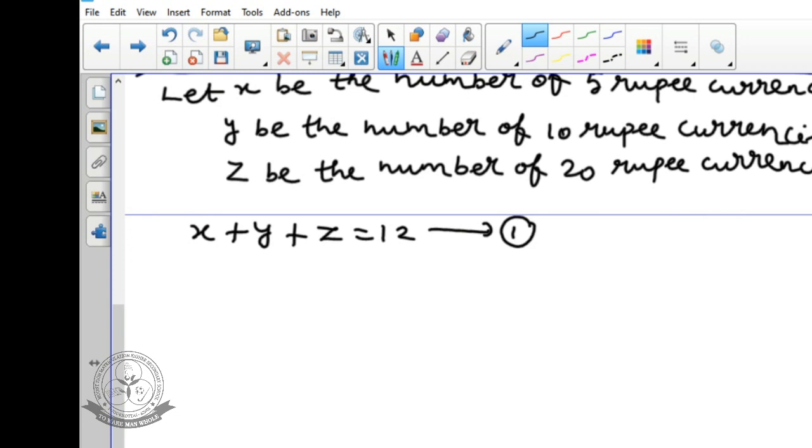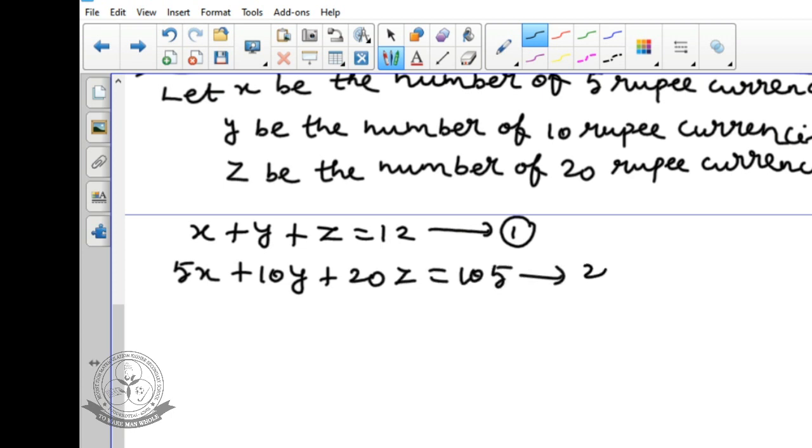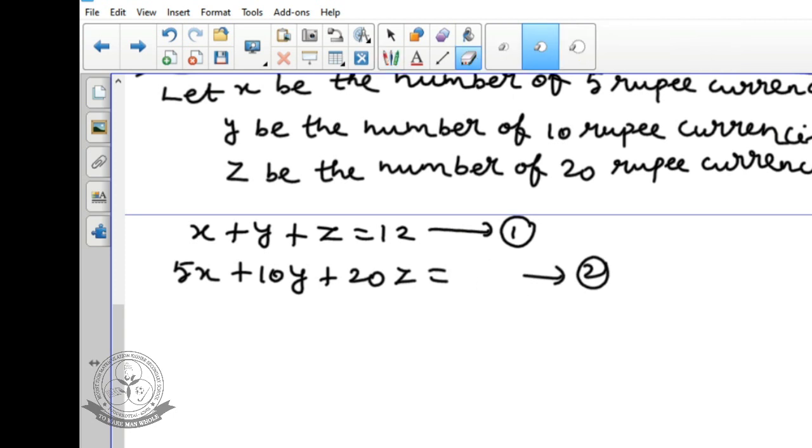Next they have given the value. What is the value? 5 rupee currencies mean 5 into x, so 5x, plus y will be in the 10 rupee currencies, so 10 into y equal to 10y. Z will be in the number of 20 rupee coins, so 20 into z equal to 20z. That is equal to what here? 105. That is equation number 2. Next, 12 means number of currencies and the value means 105.